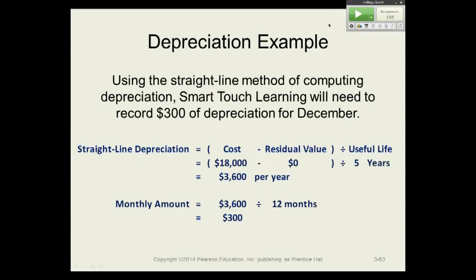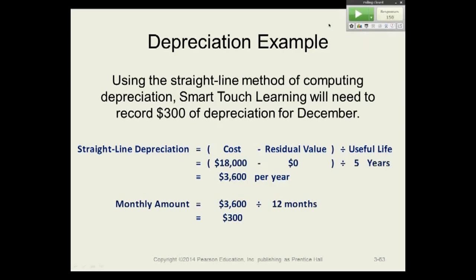Just to remind you, that's historical cost. Now, the accumulated depreciation is the contra account. So as that asset is going to be used up, we're going to take $300 per month, and we're going to reduce the asset by increasing the accumulated depreciation account. Okay. So let's take a look at the entries. I'll bring that back up in a second.